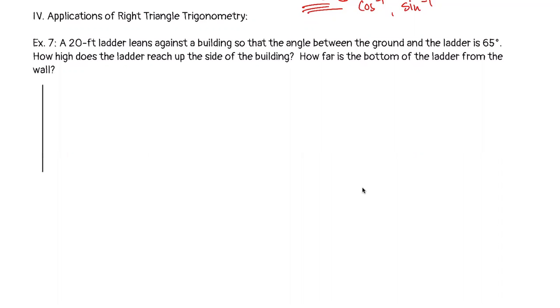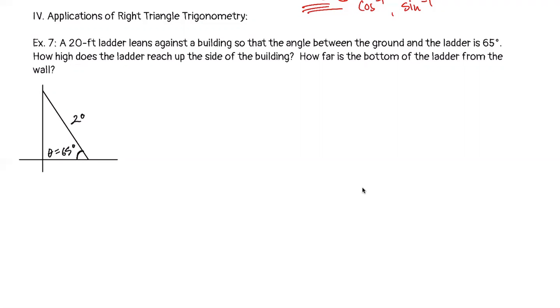All right, so there's the wall. There's the ground. And we've got a ladder leaning against that wall. The angle between the ground and the ladder is 65 degrees. So our angle of perspective, our theta, is 65 degrees, and we're talking about this angle down here. What else can we label? Well, we know that the ladder is 20 feet long, so the ladder, which is right here, is 20 feet long.